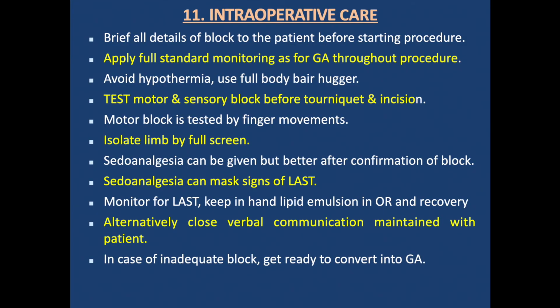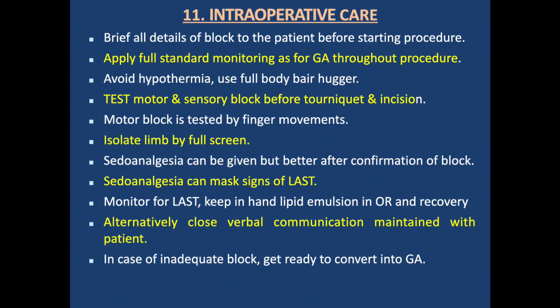Intraoperative care. We brief all details of the block to the patient before starting the procedure. We apply full standard monitoring as for general anesthesia throughout the procedure. We avoid hypothermia and use a full body Bair Hugger. We test motor and sensory block before the tourniquet and before the incision is made. Motor block is tested by finger movement, extension of the finger. We isolate the limb by a full screen.